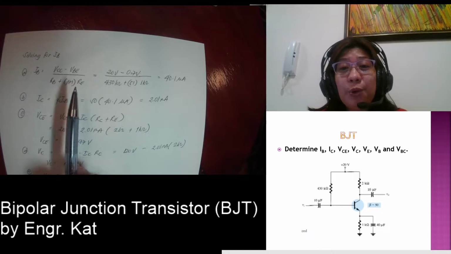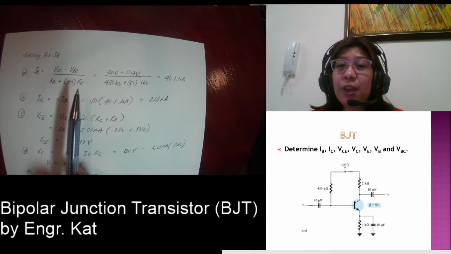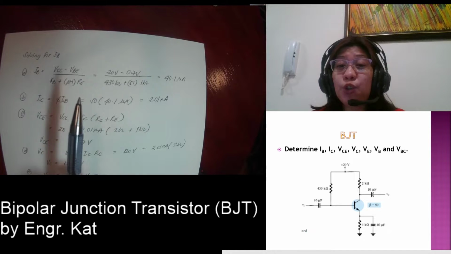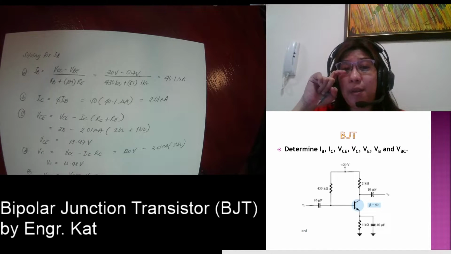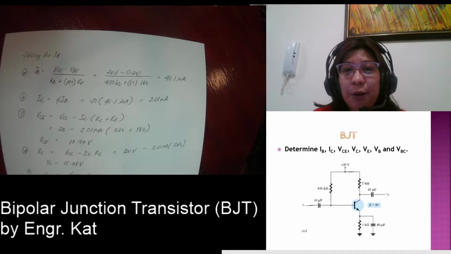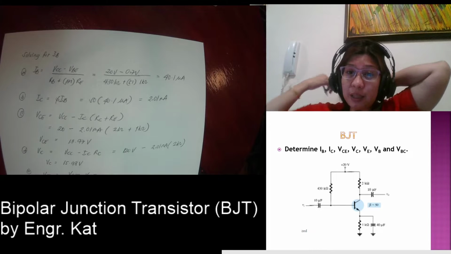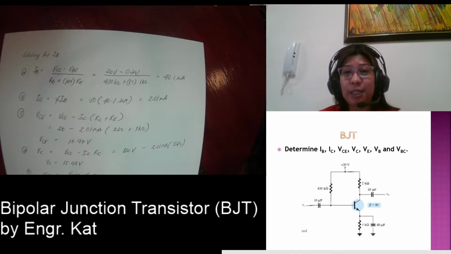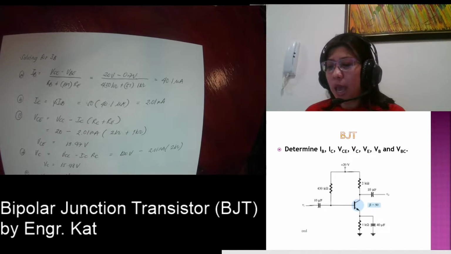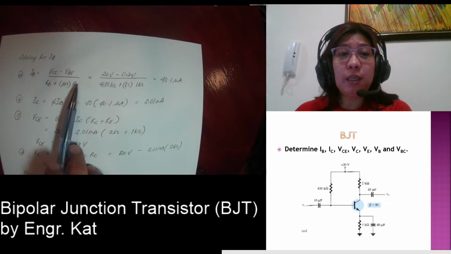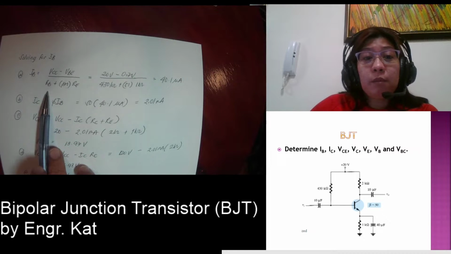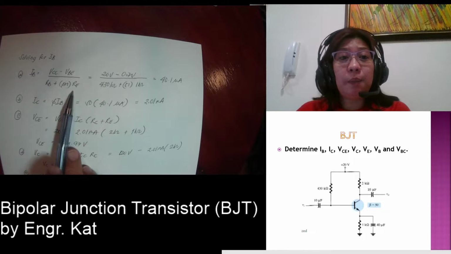Okay, I suggest you do not memorize the formula. What we did earlier, we just derived it from the equation. It is easier just to derive it than to have it memorized. So we have here IB, which is equal to VCC minus VBE divided by RB plus (beta plus 1) RE.